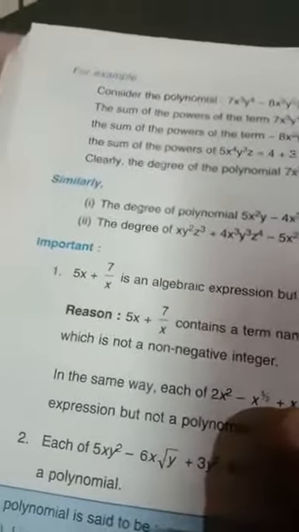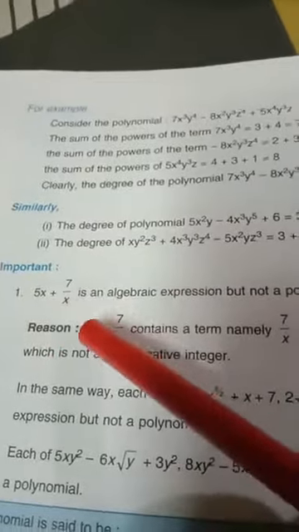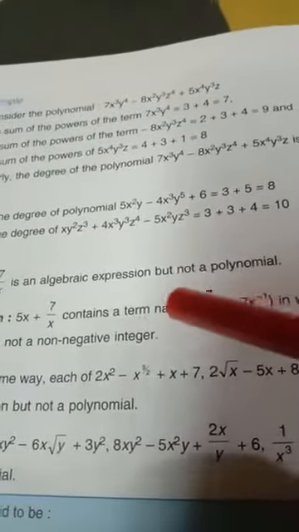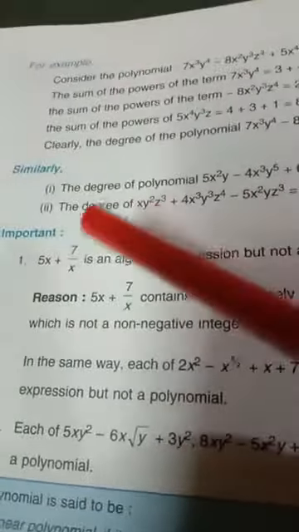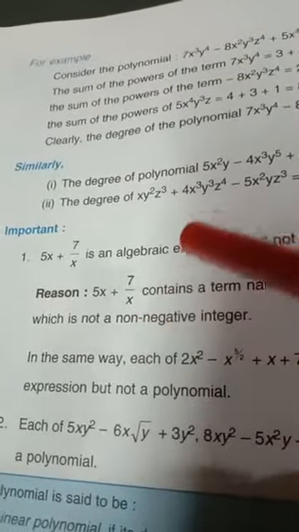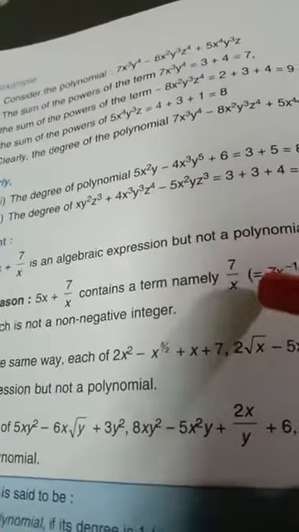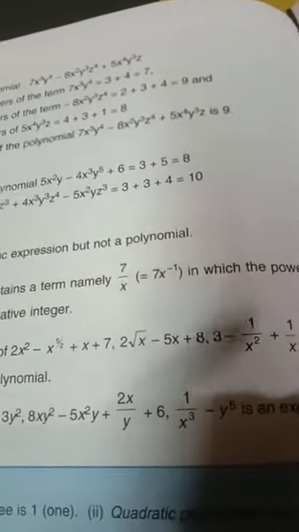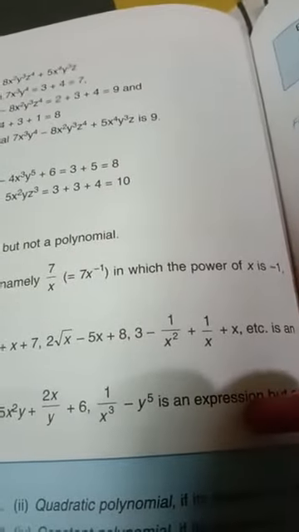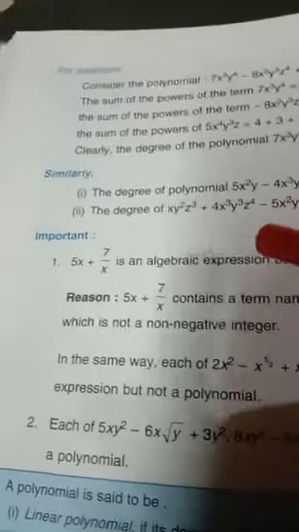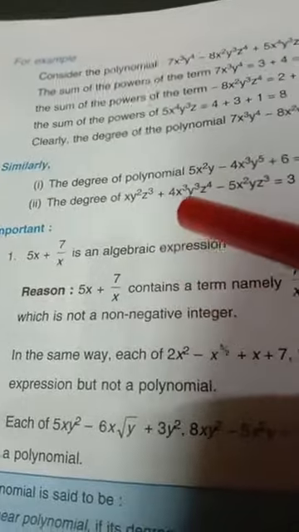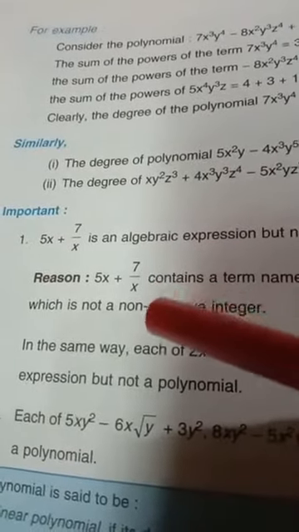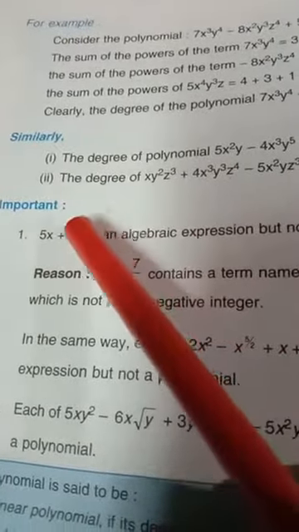See next. One important thing is there. 5x plus 7 by x is an algebraic expression, but it's not a polynomial. Why? Because 7 by x can be written as 7x raised to minus 1, in which the power of x is negative 1. So if the power is a negative integer, then it is not a polynomial.